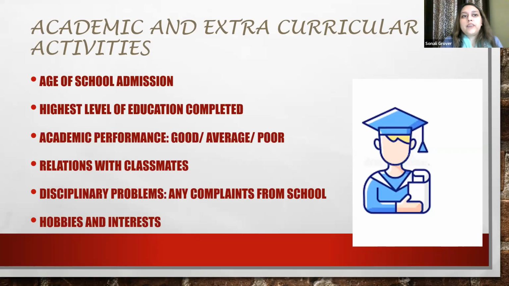Academic and extracurricular activities, like what was the age of school admission, highest level of education completed, academic performance, how is he doing? Is he doing good, poor, average? How is his relations with classmates? Disciplinary problems, any particular, like the most common problem is कि बच्चा टिक के नहीं बैठता है बिल्कुल.